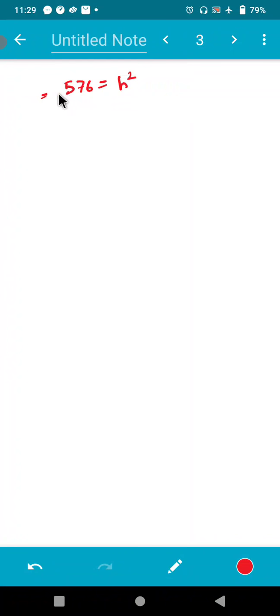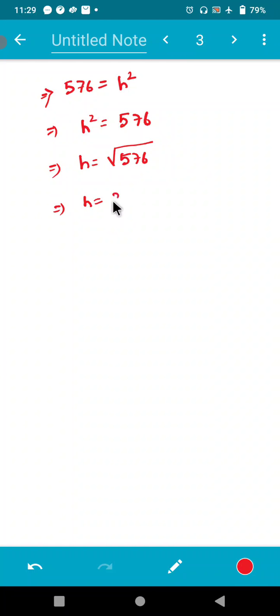So we have to find the value of H, not H square, but here H square is given. So we have to remove this square form. We all know we can write this in this way also. So when we remove this square form, on the other side we have to give the square root sign. Fine. And what is the square root of 576? It is 24 centimeter. So now the value of H is 24 centimeter.